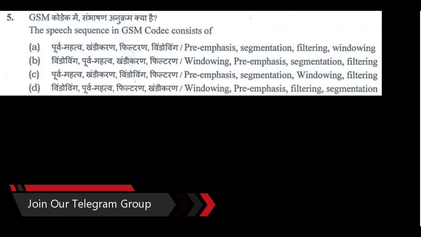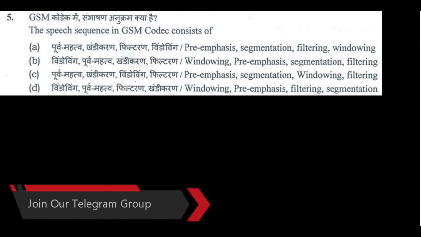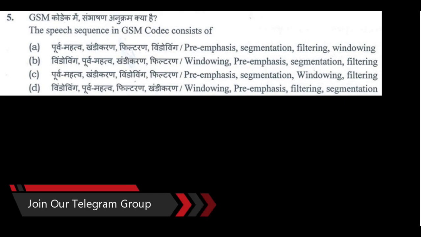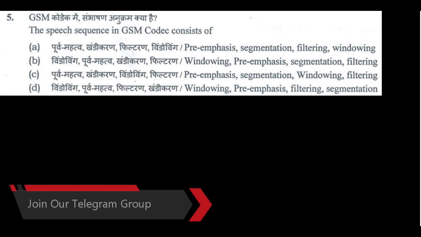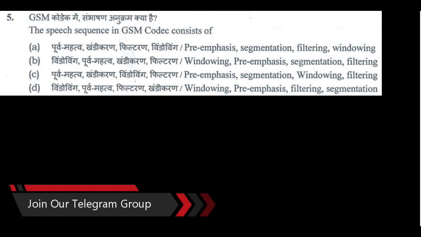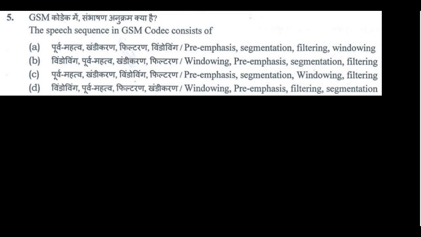The speech sequence in GSM codec consists of, actually I just googled it. It is pre-emphasis, starting with pre-emphasis and ending with filtering. Two options start with pre-emphasis, that is A and C, and ending with filtering. So the answer is option C. Option C is the right answer. So it starts with pre-emphasis and ends with filtering. Now let's move to the next question.